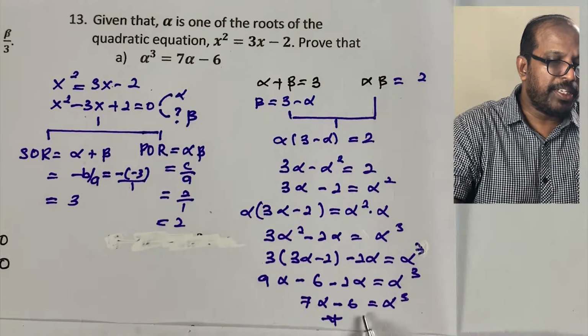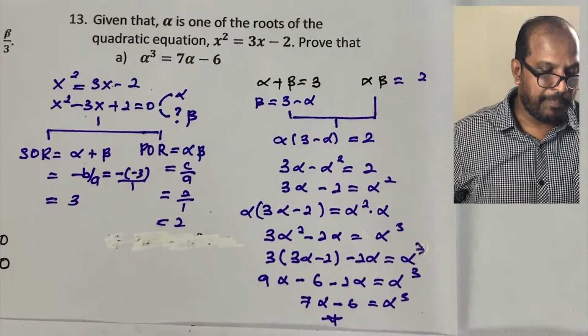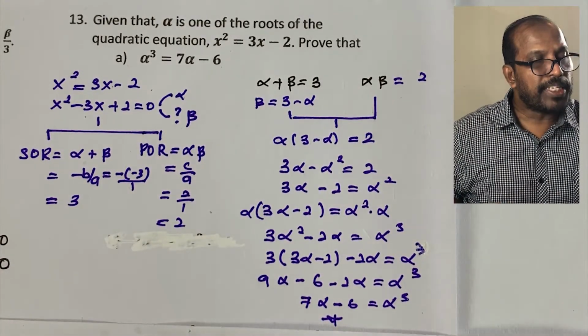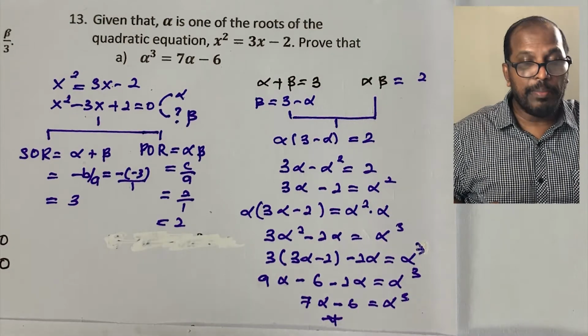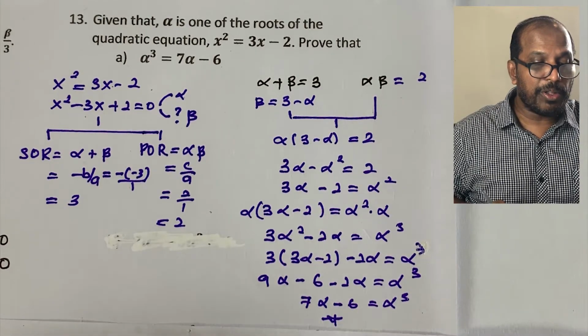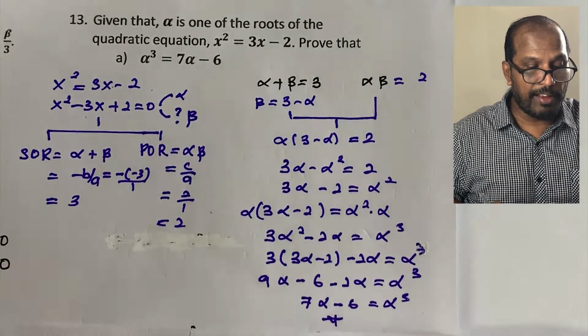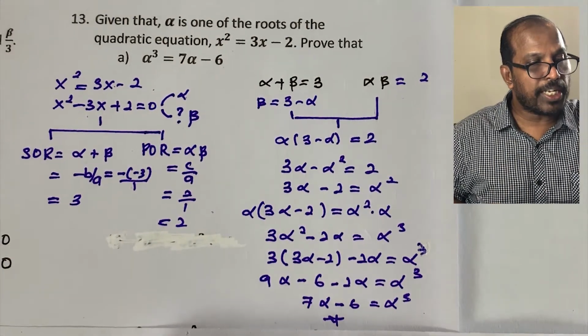Therefore, we have proven question number 13a. That's how we prove it, by eliminating the beta in order to write the equation in terms of alpha. Now we are moving on to section B.